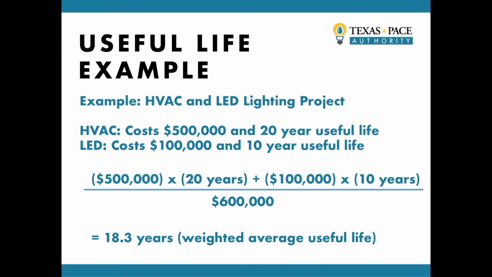To calculate the weighted average useful life, you multiply the $500,000 of the HVAC times the 20 years, add that to $100,000 times 10 years for the LED system, and then divide the total by the total cost of the project, in this case $600,000. When you do that, you calculate a weighted average useful life of 18.3 years, which essentially means that the limit on the financing term for this project would be 18.3 years. Or in other words, we're not going to allow the PACE assessment term to exceed that weighted average useful life.